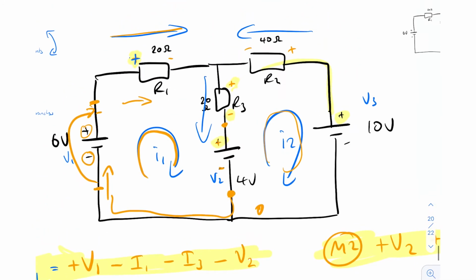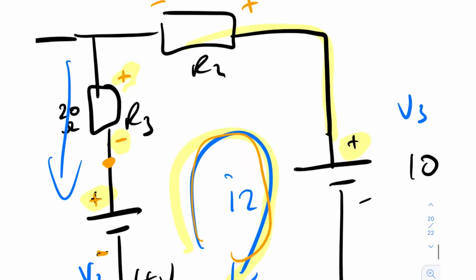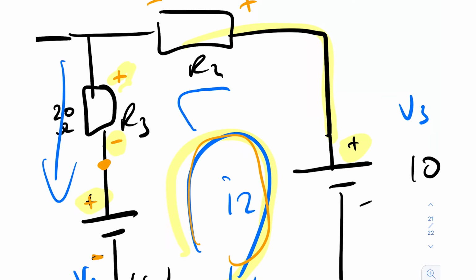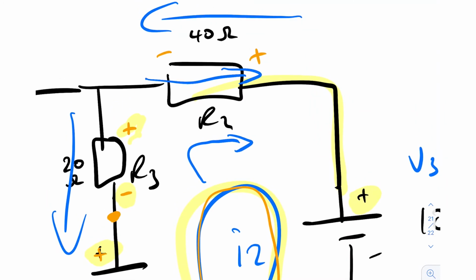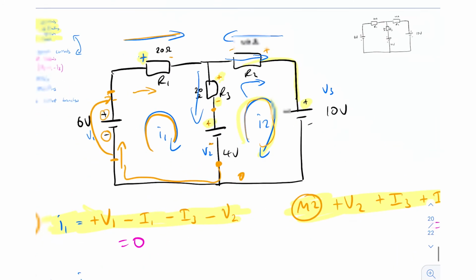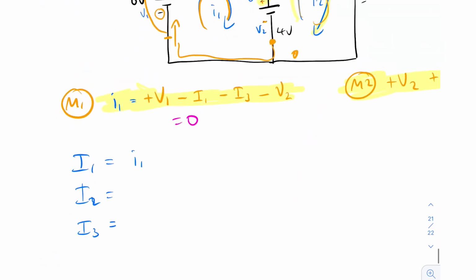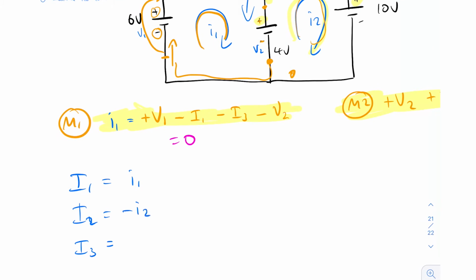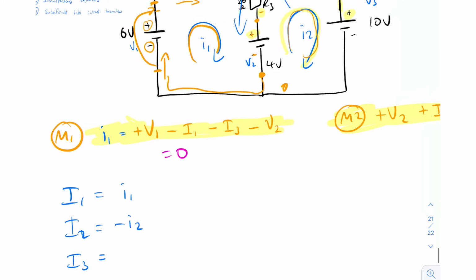Now, if we look at I2 over here, this mesh is going round this way, and the I1 mesh doesn't affect R2. So we've got the mesh coming around here, going through the resistor at its minus terminal. So it's a negative current. That means that I2 is actually negative I2, right?